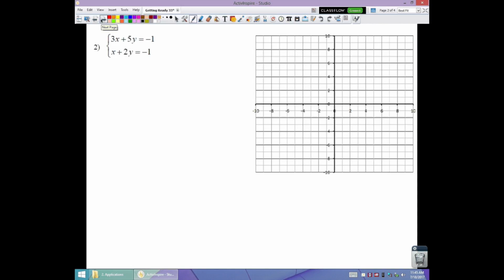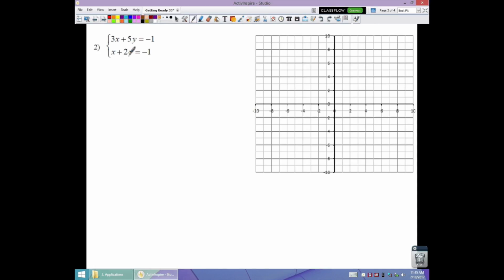Number 2, I look to try to eliminate one of the variables. I'm actually going to do this one by a harder method than I would normally, but I want you to see it happen. Normally I would say I can make these x's opposites by just multiplying the bottom equation by -3, and I would only have to change that one equation. I want to make sure you are aware of how to do this, though.